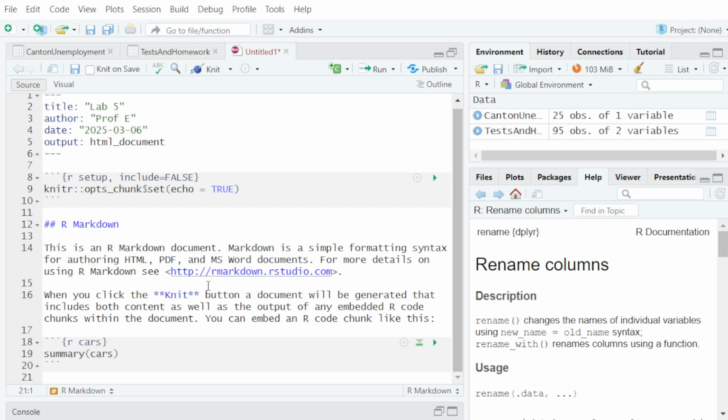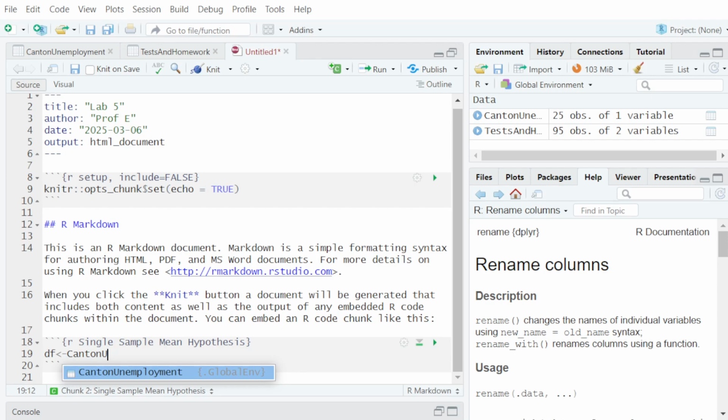So the first thing, I did start an R Markdown file here. So I'm going to do the first one. I'm just going to call this section, a single sample mean hypothesis. There we go. That's good enough. Okay, so the code here, in order to do this, I'm going to apply the Canton unemployment data. So I'm going to first load into df, that is for our data frame, the Canton unemployment data right there. And this is just so then the next lines of code can just be generic. I don't have to keep typing Canton unemployment. I can just use the df instead.